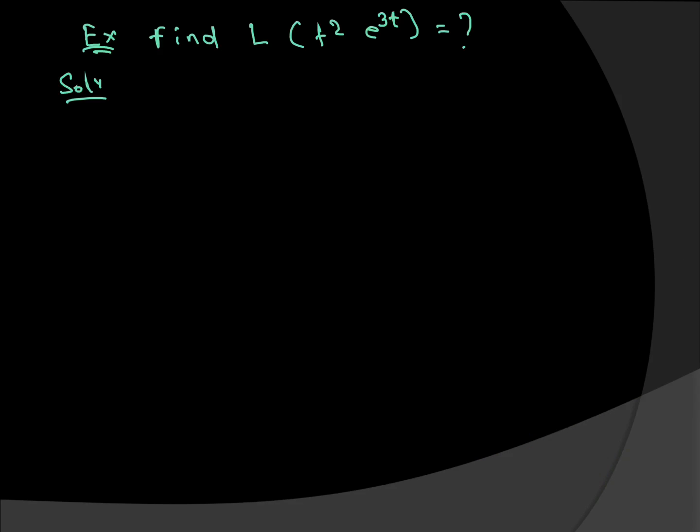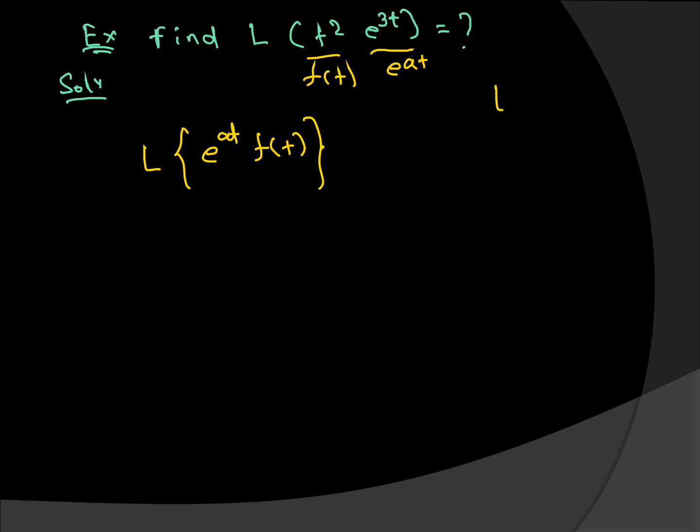Question is: find Laplace of t square e to the power 3t. In the first video I already discussed the first shifting theorem. This is f of t, and this is e to the power at. Here a is 3. So from the first shifting theorem we know Laplace of e to the power at f of t.